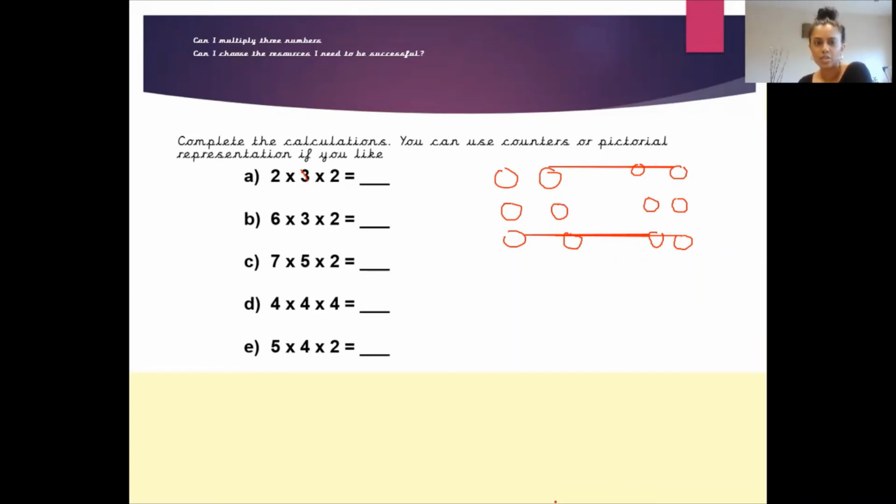Just another thing to add, you might want to use pasta at home, you might have Lego blocks, anything you want that's objects if you don't have counters, just to help you to find out the answers to these questions. Good luck, everybody.